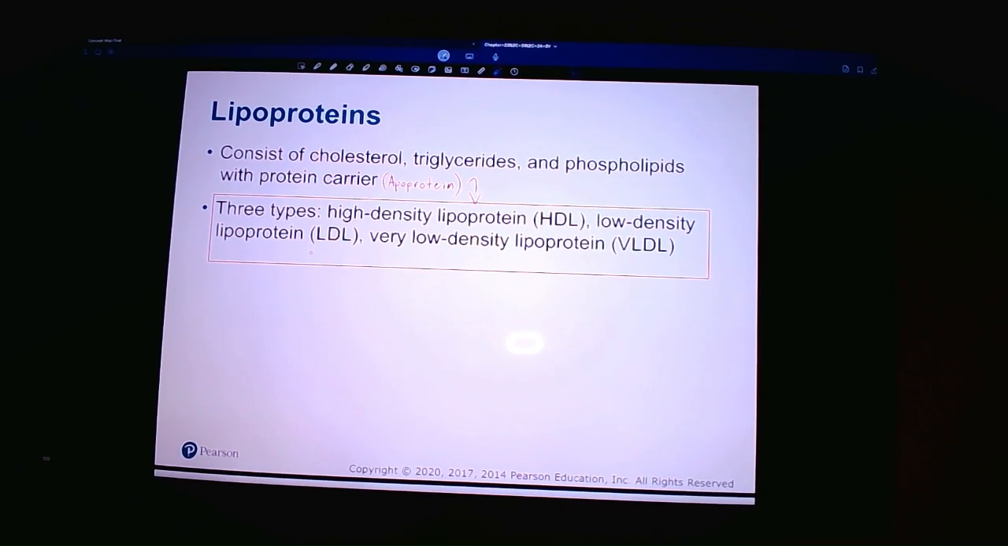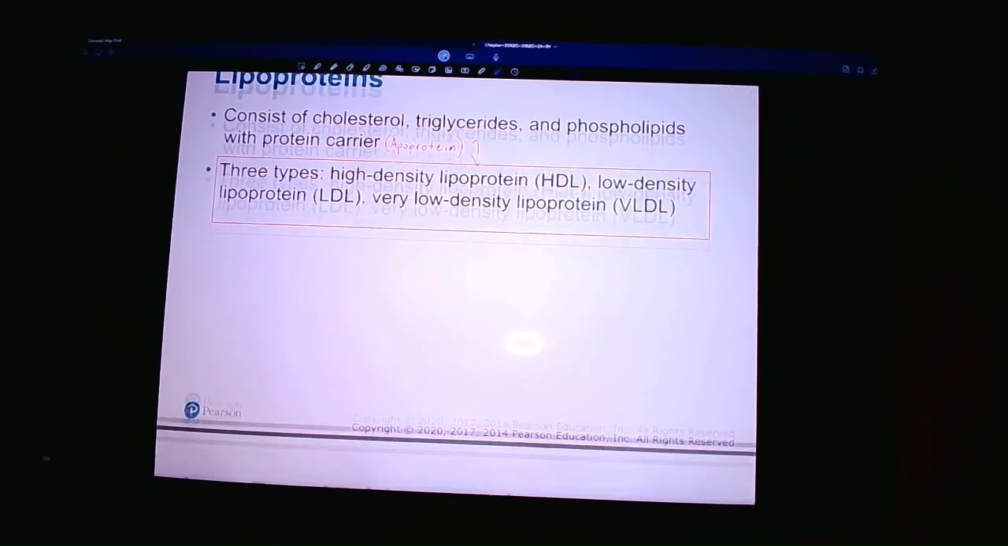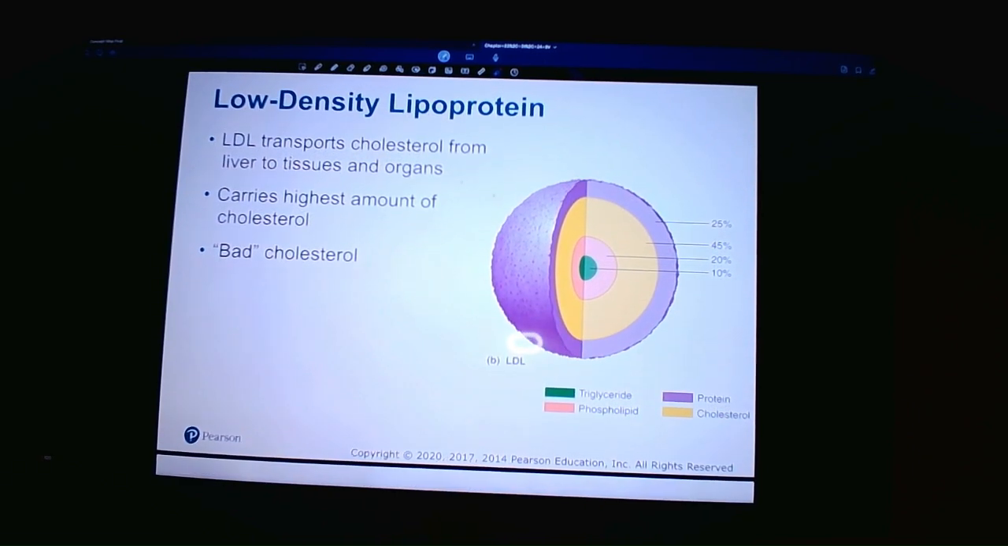Now we're going to get into lipoproteins, and this is actually what is primarily targeted when it comes to these anti-lipid drugs. Lipoproteins, imagine the protein, right? Actually, we have a little picture here. So this right here is an example of a lipoprotein, right?